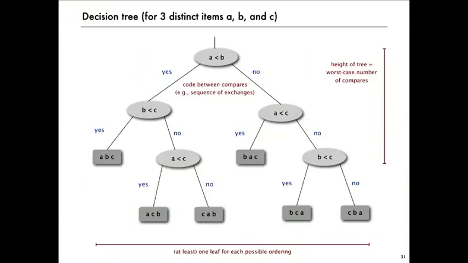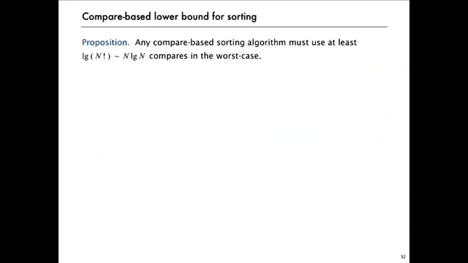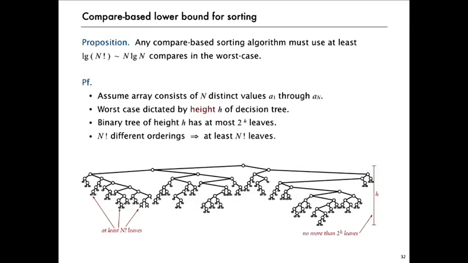If there's some ordering that does not appear in the tree corresponding to a particular algorithm, then that algorithm can't tell the difference between two different orderings. So the lower bound is a proposition that uses a decision tree like that to prove that any compare-based sorting algorithm has to use at least log base 2 of n factorial compares in the worst case. And by Stirling's approximation, we know that log base 2 of n factorial is proportional to n log base 2 n.